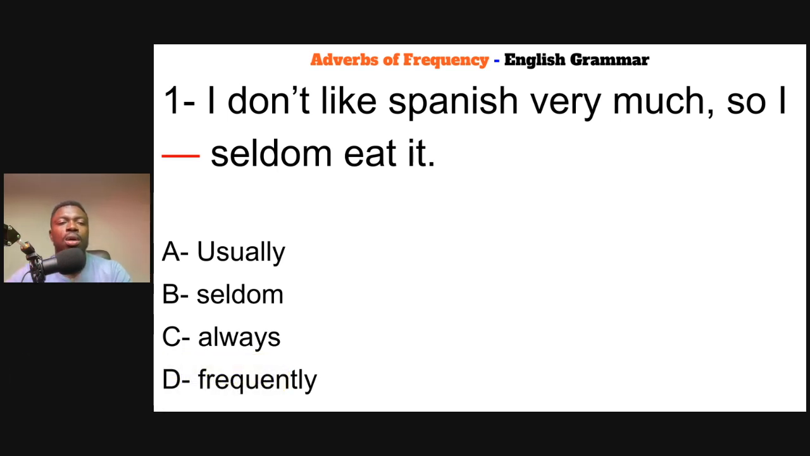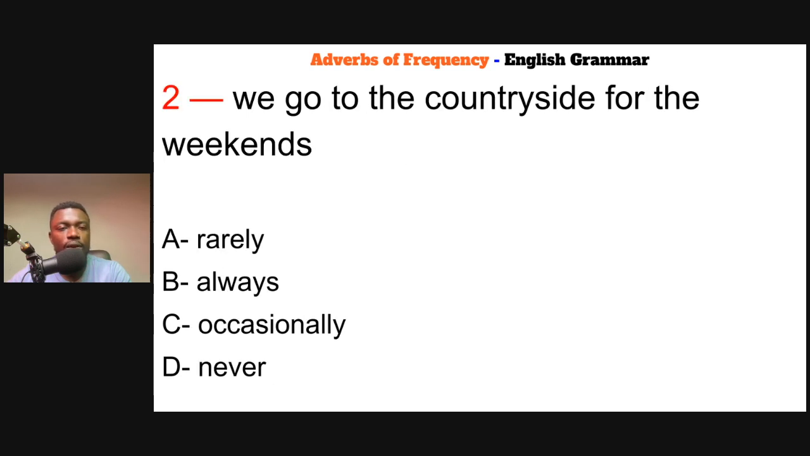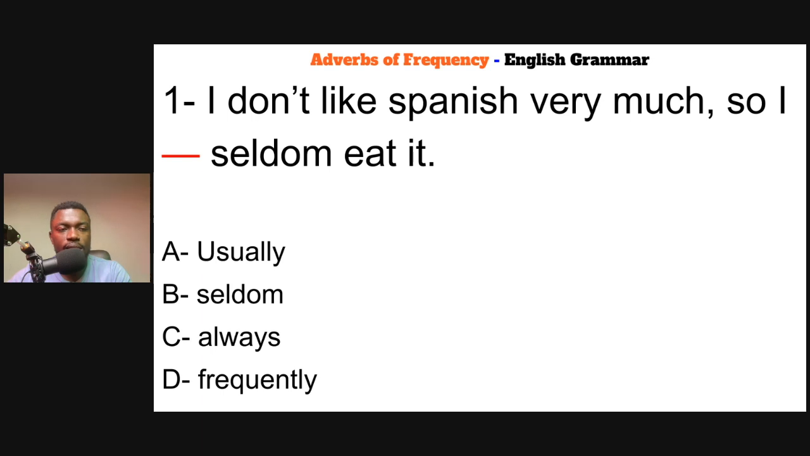All right. So, number one, make sure you add the number in front, and then tell me, I don't like Spanish very much, but I blank seldom eat it. So, what should I put there? Oh, sorry, I already put the answer for you guys. My bad. For number one, I apologize because I already put the number and the answer for you. The answer is seldom, which is B.